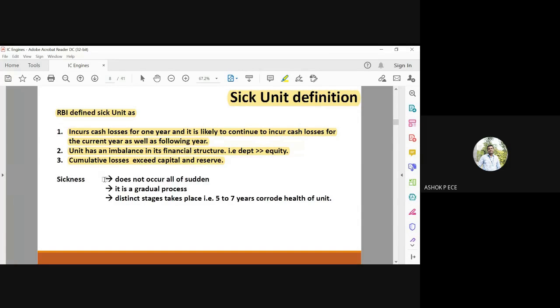And how does sickness happen? Sickness will not happen all of a sudden. It is a gradual process. A unit may have a loss in the first year, and suddenly in the second year they might have a profit. So with 1 year you cannot say whether the unit is sick or not. It does not happen all of a sudden. It is a gradual process.